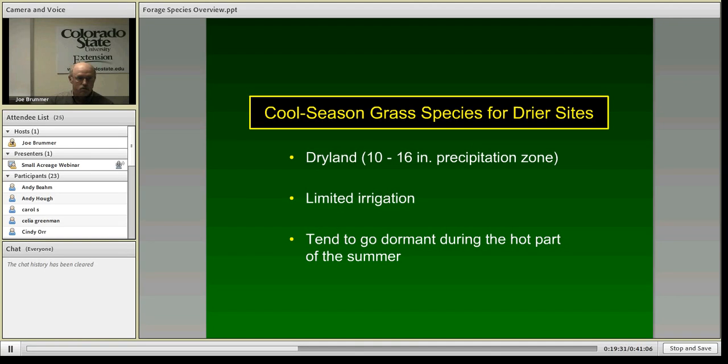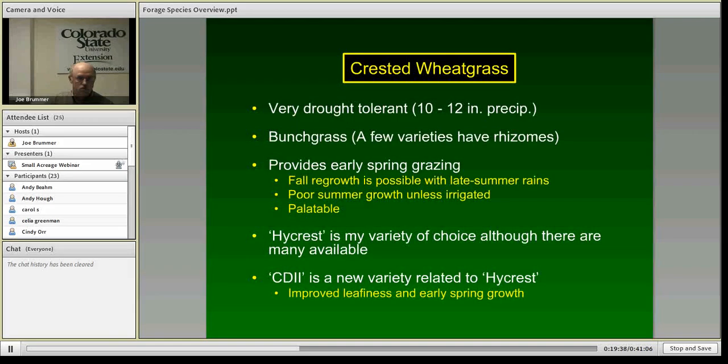There's also some cool season grasses that work very well under limited irrigation or dryland type situations. The first one is crested wheatgrass. Again, probably one of the most drought tolerant grasses that we have out there. 10 to 12 inch precip zone, even lower than that in certain situations. This is a bunchgrass. Primarily, there are a few varieties that tend to have rhizomes. Provides very early spring grazing.